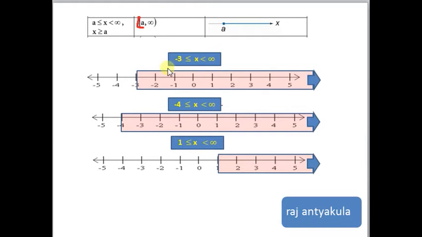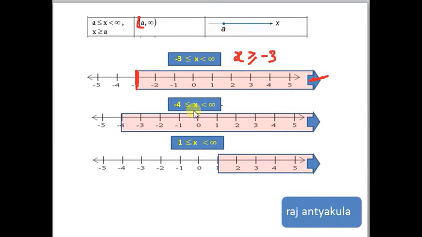-3 less than or equal to x less than infinity. It means the lower limit is fixed. It can take minus 3, minus 2.9, minus 2.5, minus 1, 0, 1, 1.2, 2.4, 3, 3.4, 4, and so on. It can take 100, 1000, 2000, and so on up to infinite. It can take any value up to infinite. This can also be written as x greater than or equal to minus 3.